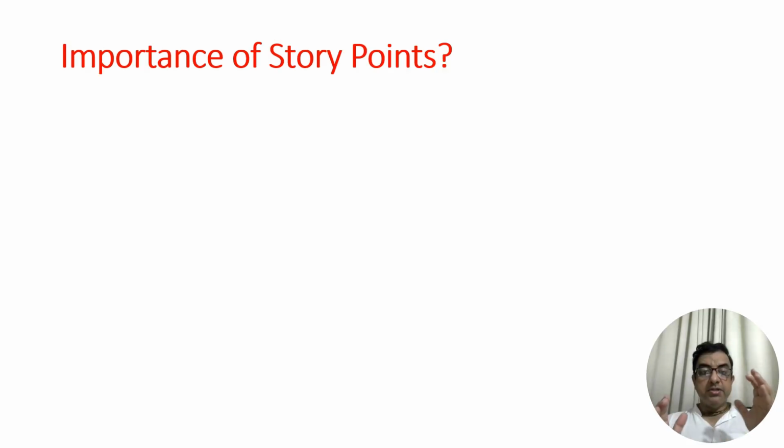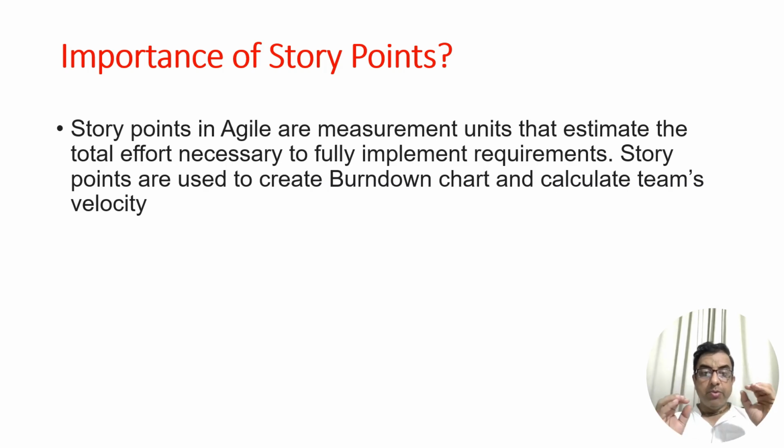What is the importance of story points? Why are these story points given? Story points in Agile are the measurement units. They estimate the total effort which is necessary to implement some requirements. These story points are used to create the burn down chart and to calculate the team's velocity. The burn down chart helps you identify what work has been done at a given point in time during a sprint and what is left.